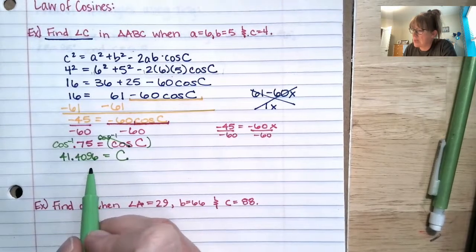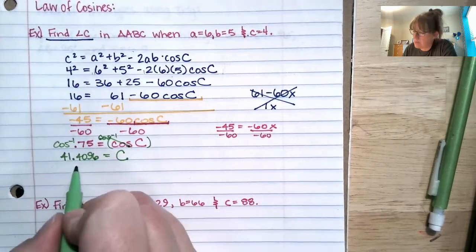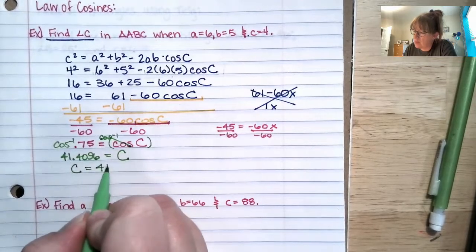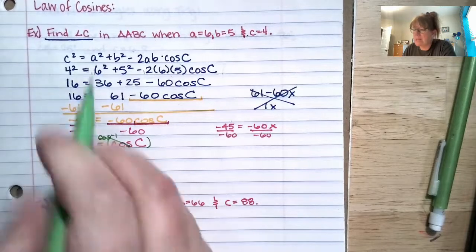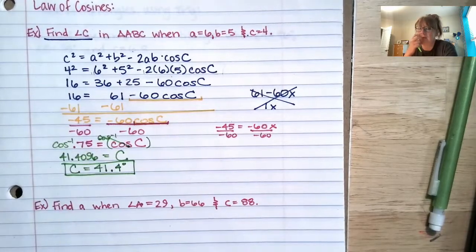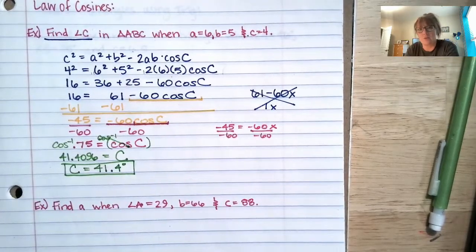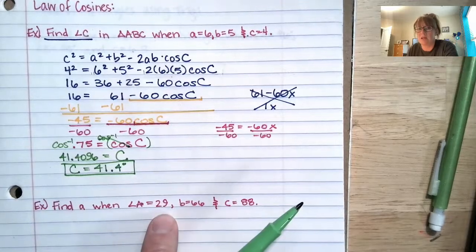So let's say that this was to the 10th power. So we would get angle C is 41.4 degrees. If it said solve for the triangle, we'd have to go find all 6 pieces, 3 of which were given to us, so we still have 2 more to find, okay?